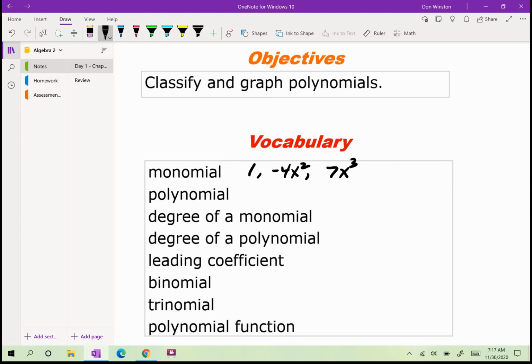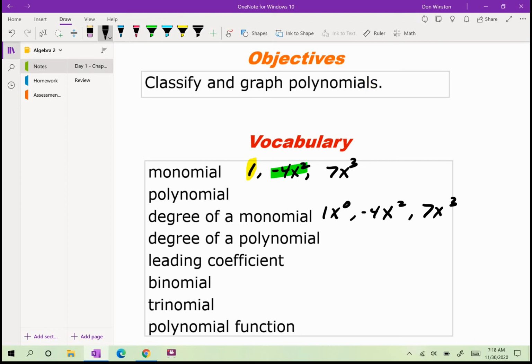The degree of 1, for example, would be 0 because I could write 1 as 1 times x raised to 0. And the degree of negative 4x squared would be 2 because the exponent is 2. And then the degree of 7x cubed would be 3 because the exponent is 3.